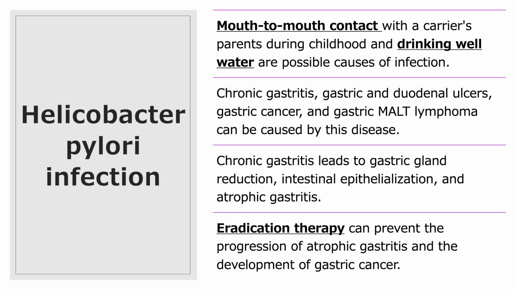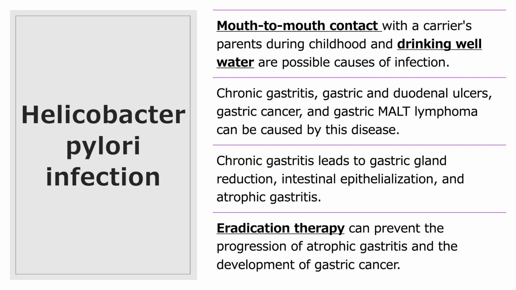Helicobacter pylori infection is one of the diseases of the stomach. It is considered that the route of infection may be through mouth-to-mouth contact with a parent who is a carrier of the bacteria during childhood or by drinking well water. Helicobacter pylori infection causes chronic gastritis, gastric and duodenal ulcers, gastric cancer, and gastric MALT lymphoma.